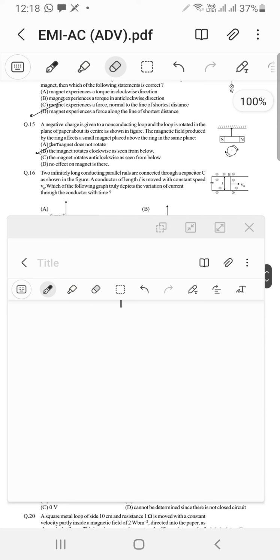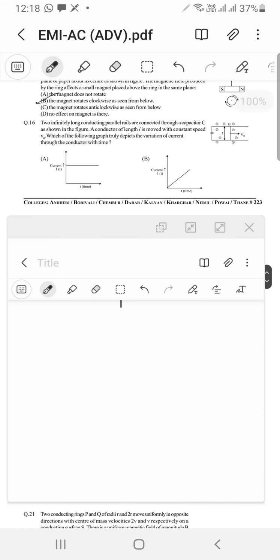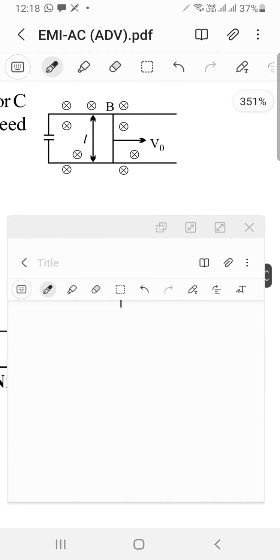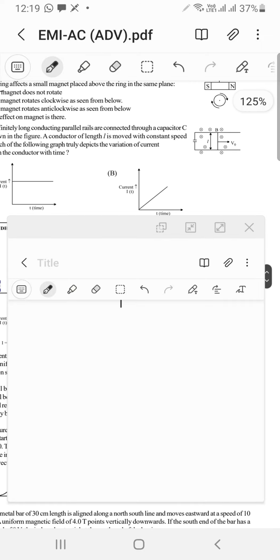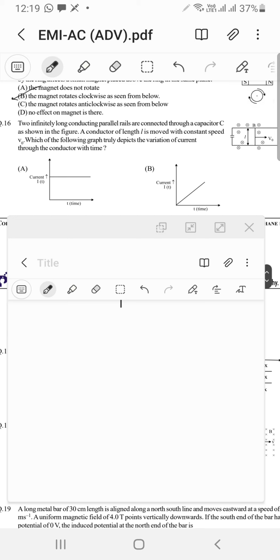Next question. Two infinitely long conducting parallel rails are connected through a capacitor C, as shown in the figure. So the magnetic field is going in. The rod is moving with V naught. Which of the following graphs truly depicts the variation of current through the conductor with time? Yeah, this is another complicated one.